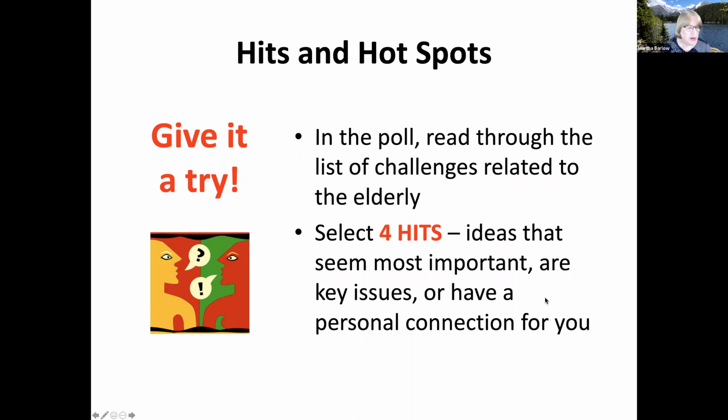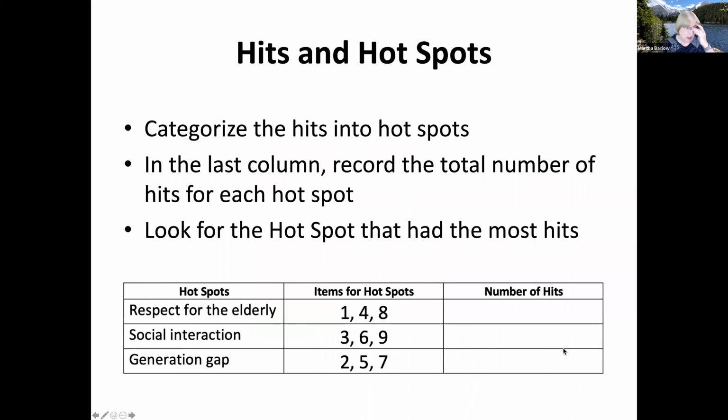So Debbie is sharing the results, and while we are talking about this slide, Lynn will be adding up the hits for numbers 1, 4, and 8, Debbie for 3, 6, and 9, and Lynn for 2, 5, and 7. So the students who worked on this categorized their hits into 3 hotspots: respect for the elderly, social interaction, and generation gap. Now, they had a lot more actual examples, and so they didn't just have 3 in each of these hotspots, but these were the.